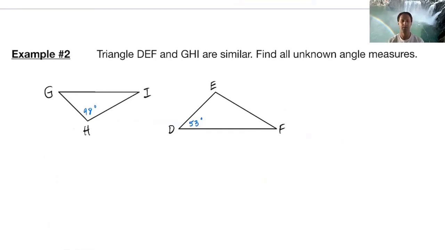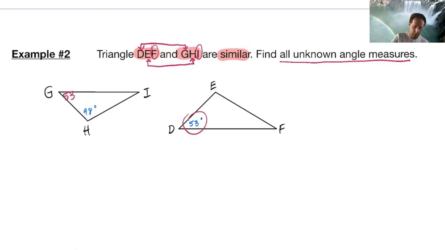There's that word again. Now notice I did take and flip one over, so you really got to pay attention to how they tell you, which I told you in the words that they are similar. And therefore you should know that D and G, those two correspond to one another. E and H, second in line, correspond, as well as the last ones, F and I. So if they want us to find all the unknown measurements of these, I already know that D and G correspond to one another. So since I know this is 53, then that has to be 53.